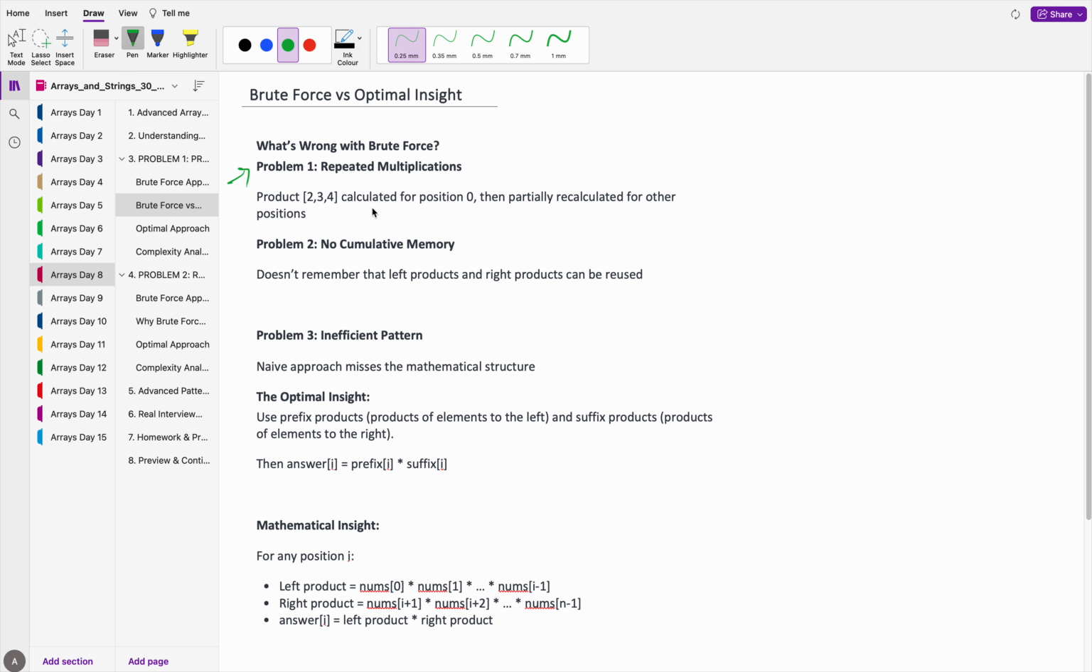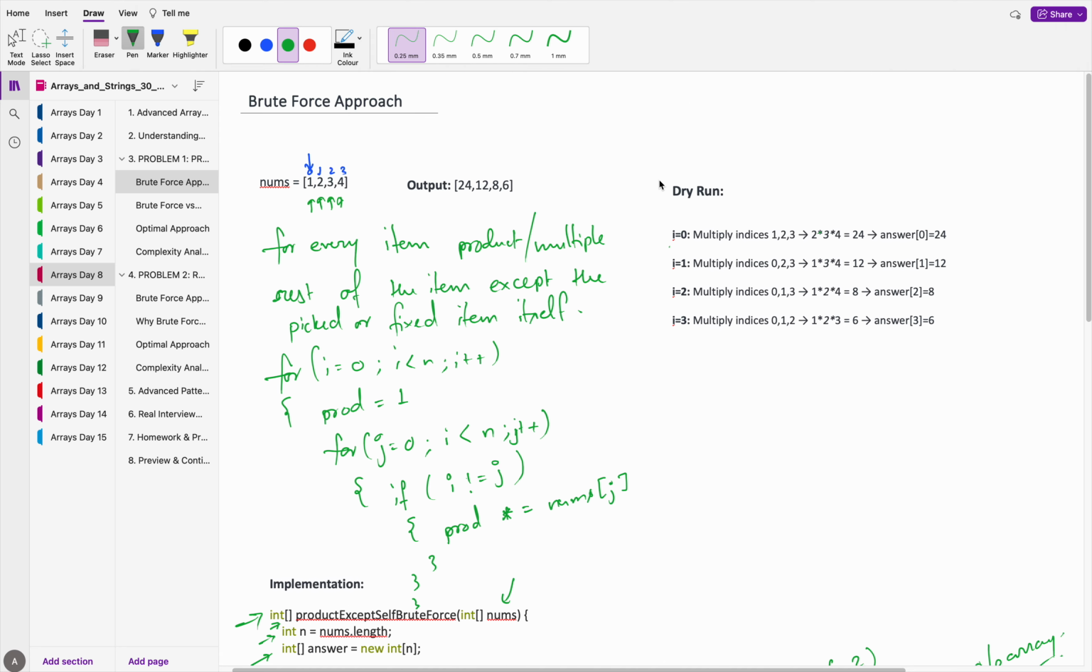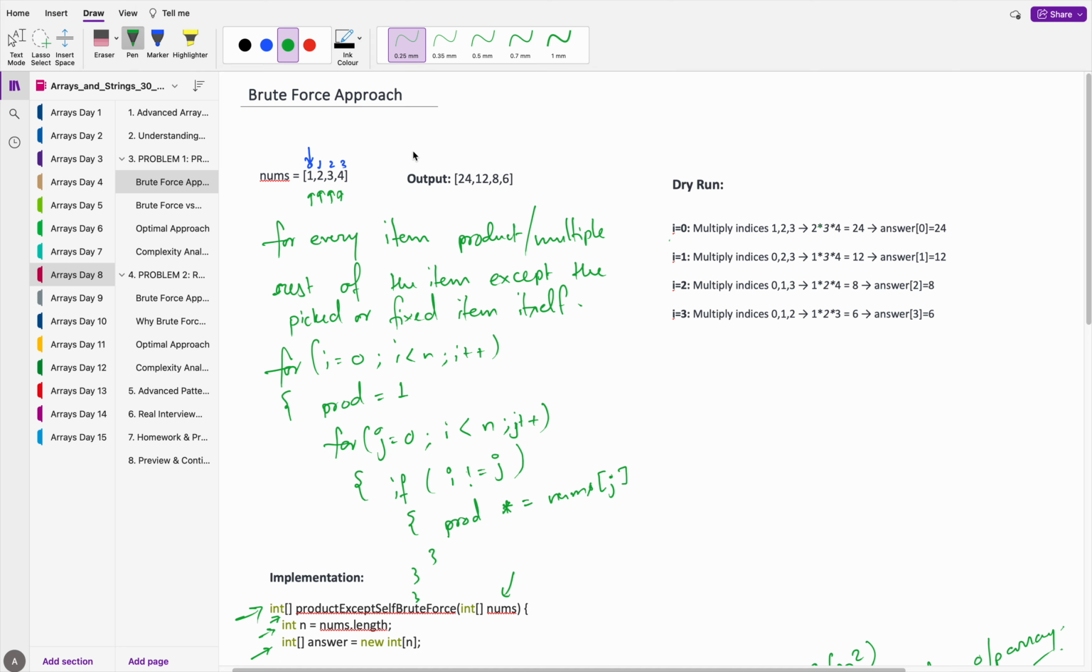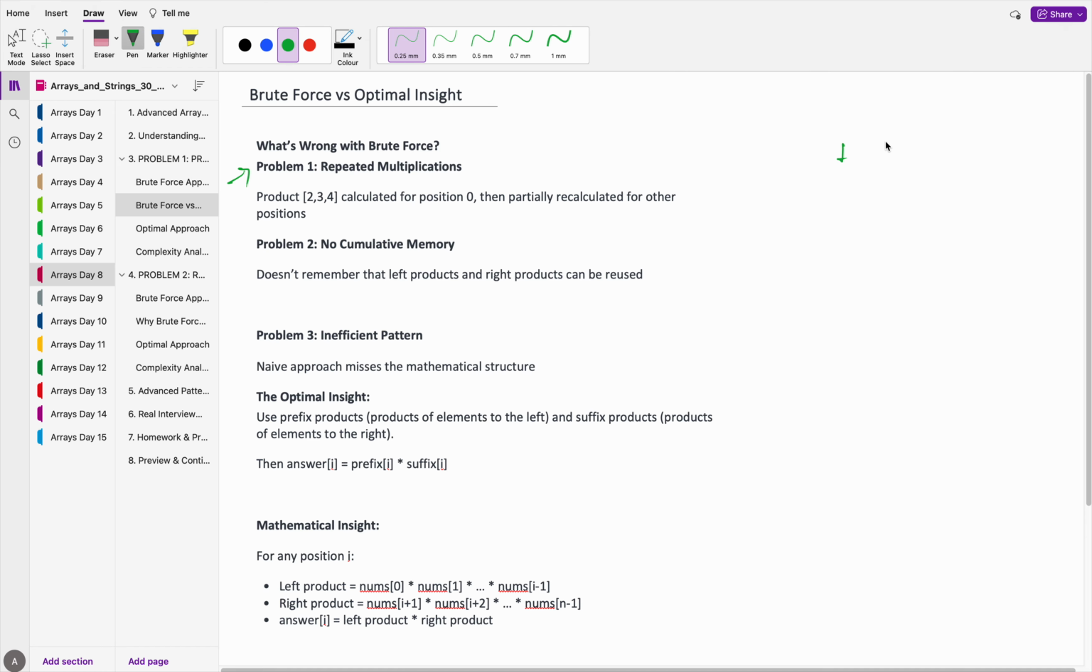We calculate the product of 2, 3, 4 for position 0, then partially recalculate for other positions as well. Let's say, what was here? Here it was 1, 2, 3, 4. So if the items were 1, 2, 3, and 4, then 0, 1, 2, and 3 are the positions. Once we calculated the product of 2, 3, 4, then we calculated the product of 1, 2, 3 as well. First for this position, then for this position also. In this position, we calculated the product of 3, 4 again and 1 also. For this position, we calculated the product of 1, 2 and 4 again.